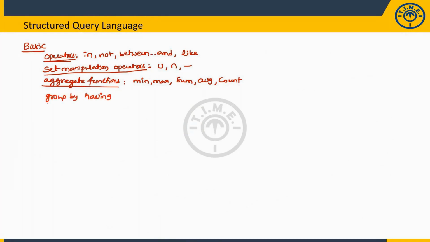Questions were asked on group by and having. What is group by? Group by is to compute aggregate functions on a group of rows. Having is called the group qualifier, used for the selection of groups. Okay. And then questions were asked on joins.